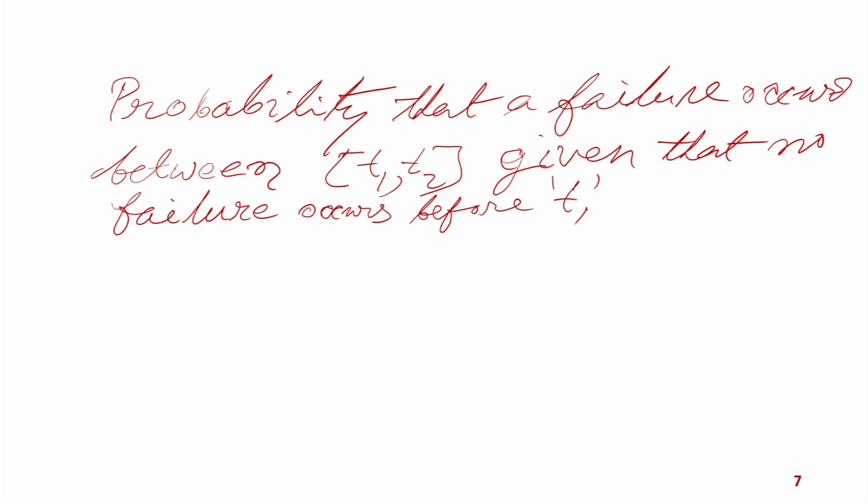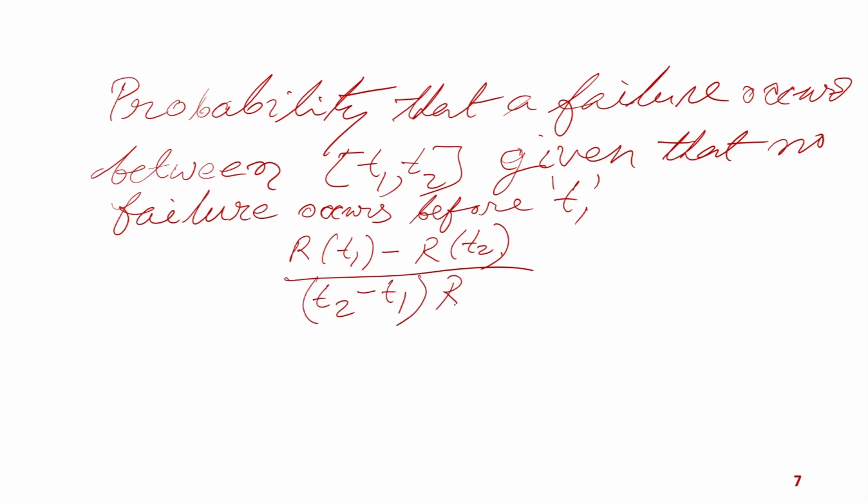So, I can write this as R of t1 minus R of t2, divided by (t2 minus t1) into R(t1). So, this is basically our failure rate. It is the probability that the failure occurs per unit time.